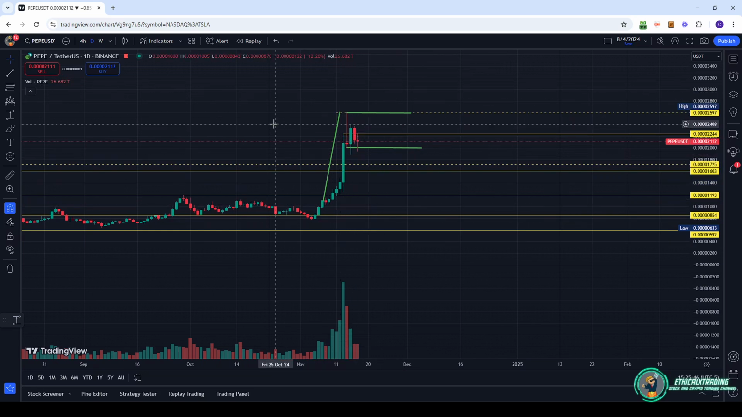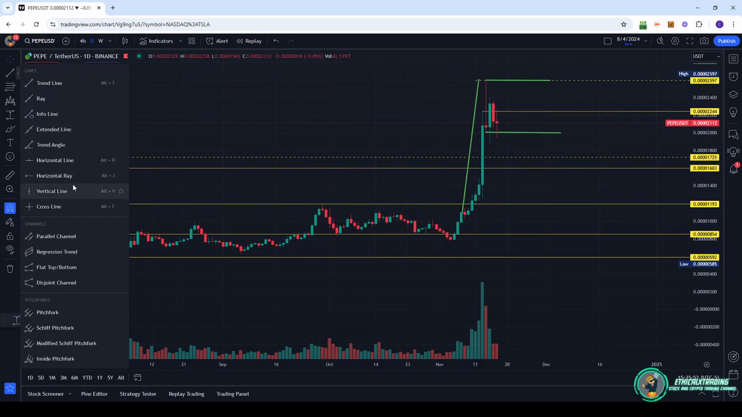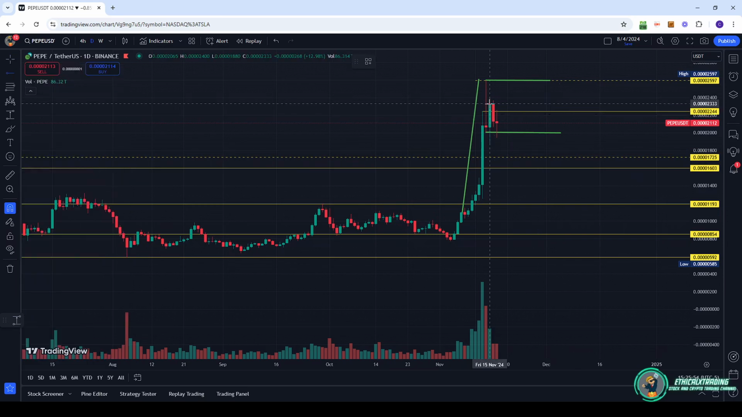I do want to keep this video brief, so I'm just going to leave Pepe here. Here are the levels I would say I would watch on it. I might put another resistance if you're kind of gauging stuff out. I'd put a minor resistance there and go from there. Same thing with minor support right here below.